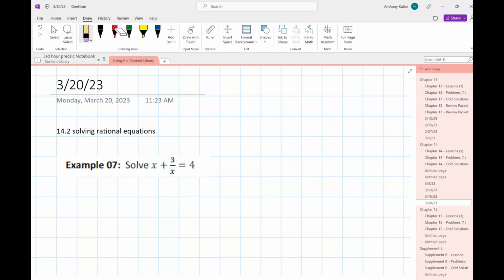So the question is, what is going to be our technique to solve this? Well, the method we're going to use is called clearing fractions. The idea when we clear fractions is we want to multiply both sides of the equation by the least amount so that when we're done, we have no more fractions.